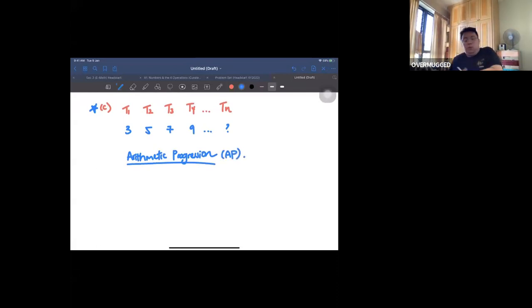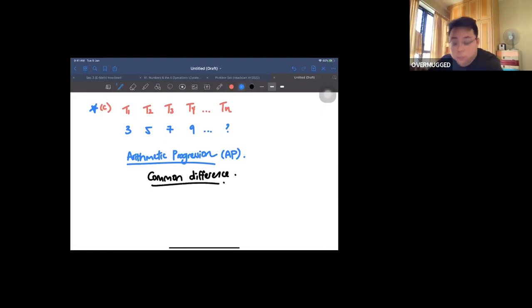So what is the definition of an arithmetic progression? It's basically a sequence that has a common difference. A common difference means that the interval between each of the numbers is the same. I'll give you an example: 1, 2, 3, 4, 5. This is an AP because the difference between each number is 1. Same thing for 2, 4, 6, 8, 10. The difference is 2. 3, 5, 7, 9, 11. The difference is 2. It's the same thing. This is what we call an AP.